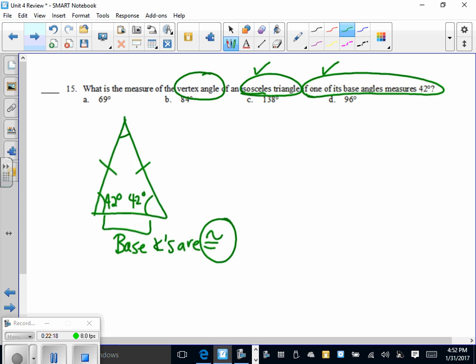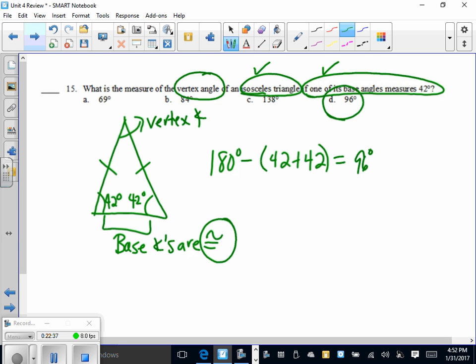Okay? This is called the vertex angle. It's the one that's not congruent to the other two. Well, I know they add up to 180 degrees, so I can say 42 plus 42 and subtract that from 180. And we get 96 degrees, which is answer choice D.